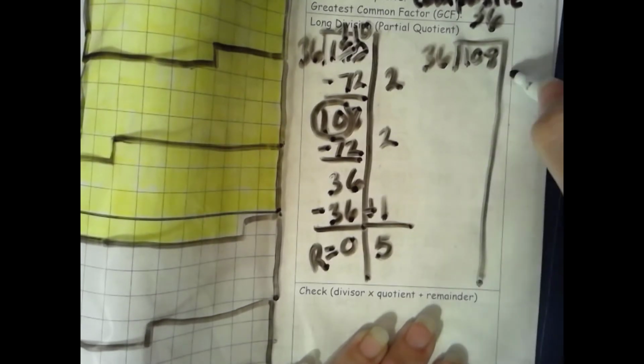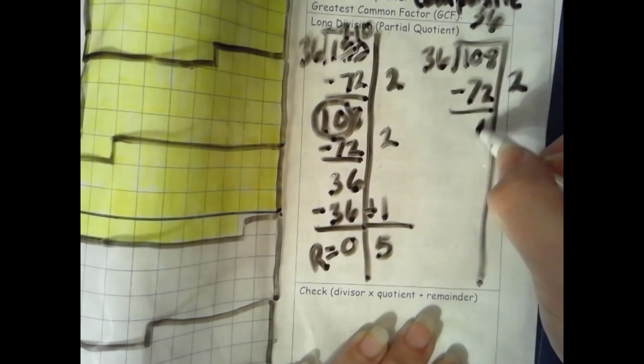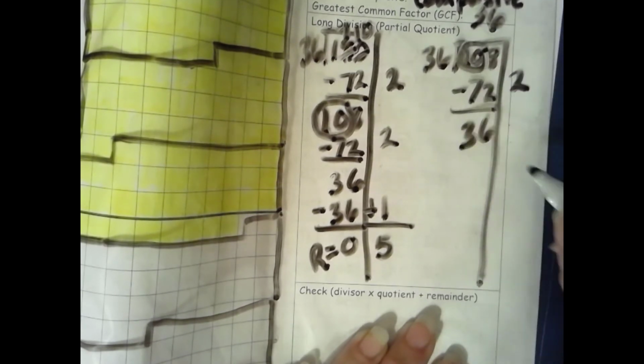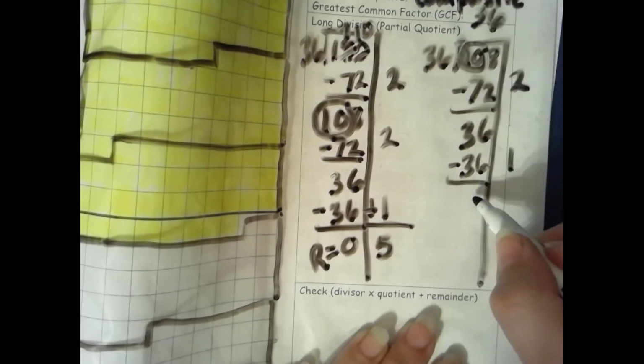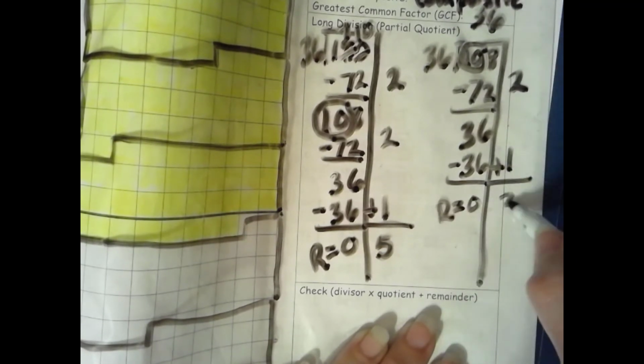Okay, here I'm going to do that group of 2 again. More on top, no need to stop. And then here, that 10 take away 7 is 3. One group of 36 is 36. Numbers the same, zeros the game. Add these together, 2 plus 1 is 3.